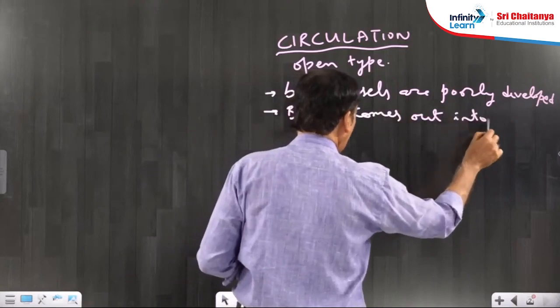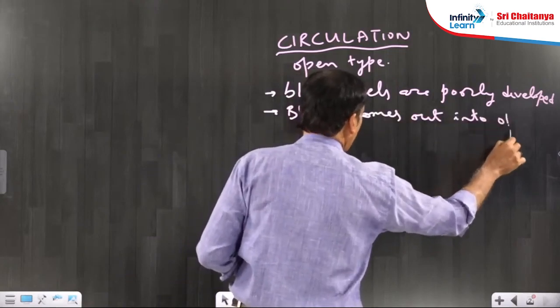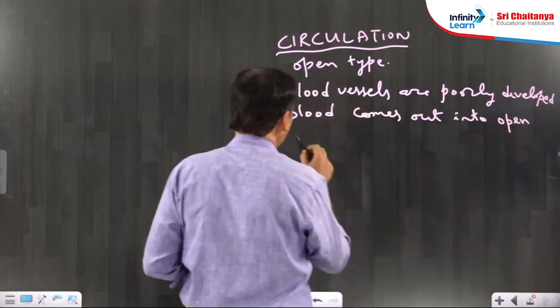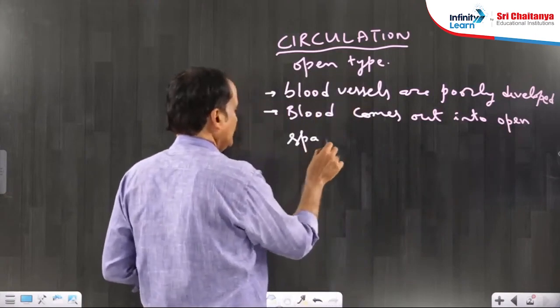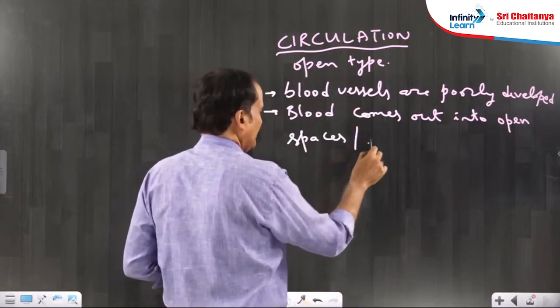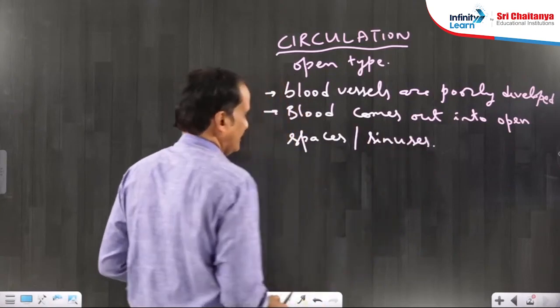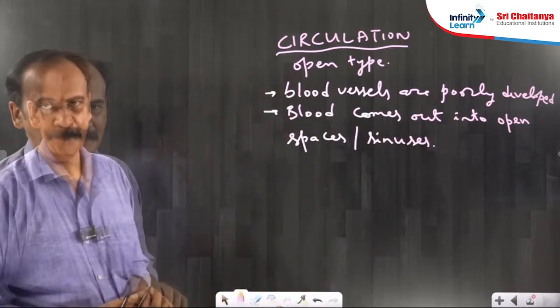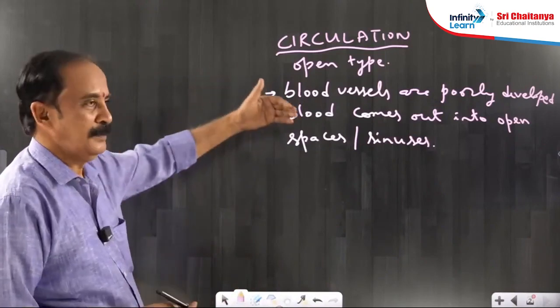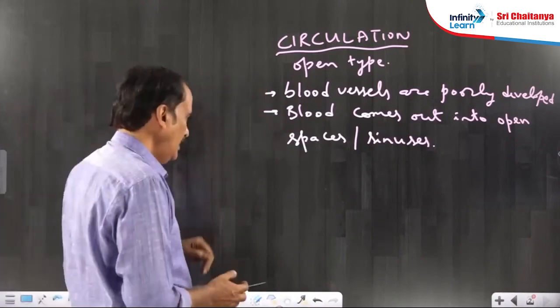Blood will be coming out into the open spaces, or we call them sinuses, and then it goes as the open type. Okay. Now circulation can be divided into three structures.